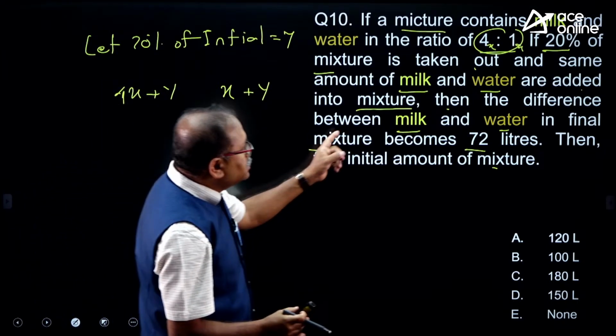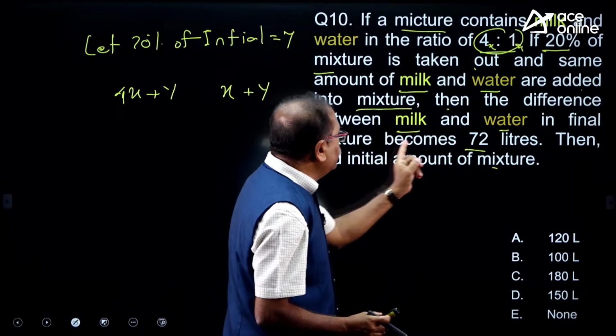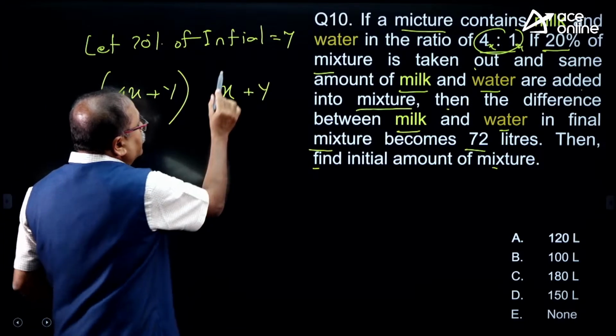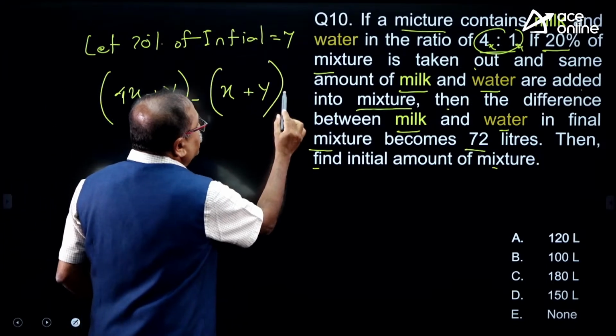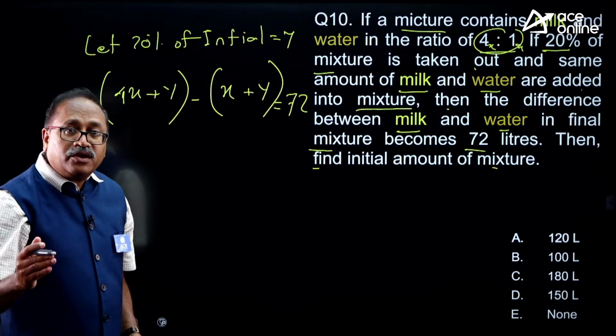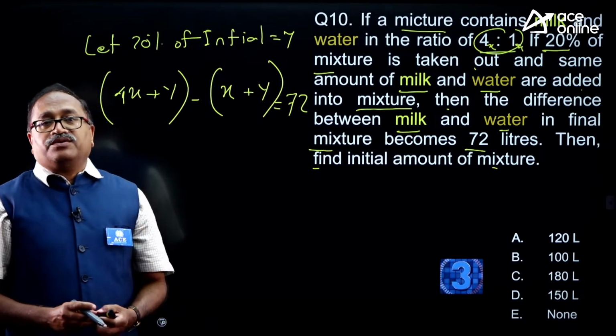What is the difference it is said? The difference between the milk and water in the final mixture is 72 liters. So that means this difference is 72 liters. From here onwards, I am sure you can answer the question. The time is given to you.